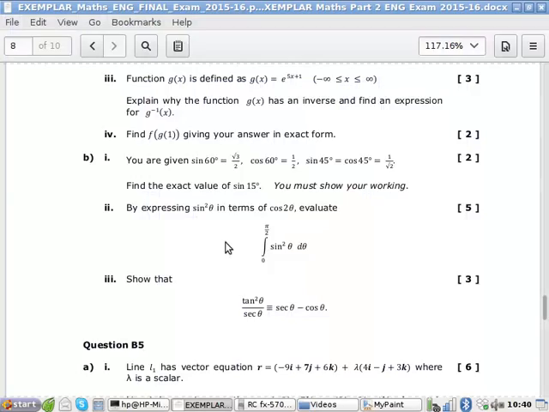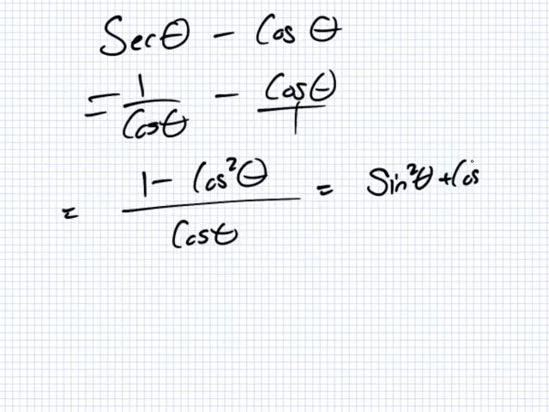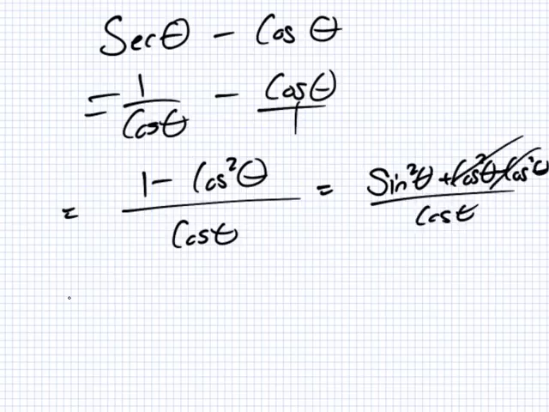Now, if you look at what you're trying to get to, you need to get a sec down here and you need to get tan up here. Tan is sine over cos, and sec is 1 over cos. So on the top I should change 1 into sine squared plus cos squared, minus cos squared. So it should be sine squared. So you get sine squared theta over cos theta.